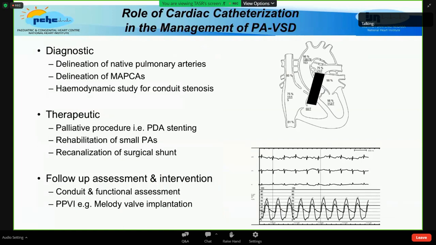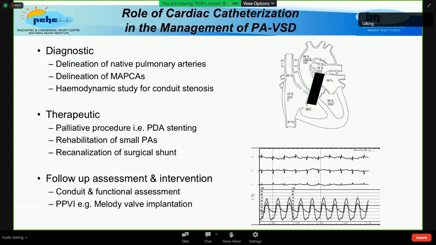So basically, there are three important aspects of cardiac catheterization in PA-VSD. One is diagnostic, because we need to delineate the native pulmonary artery, and those with major aortopulmonary collaterals have to be delineated before the corrective surgery. And of course, for those who had Rastelli surgery, in the future you may need to do a hemodynamic study, especially in the presence of conduit stenosis.